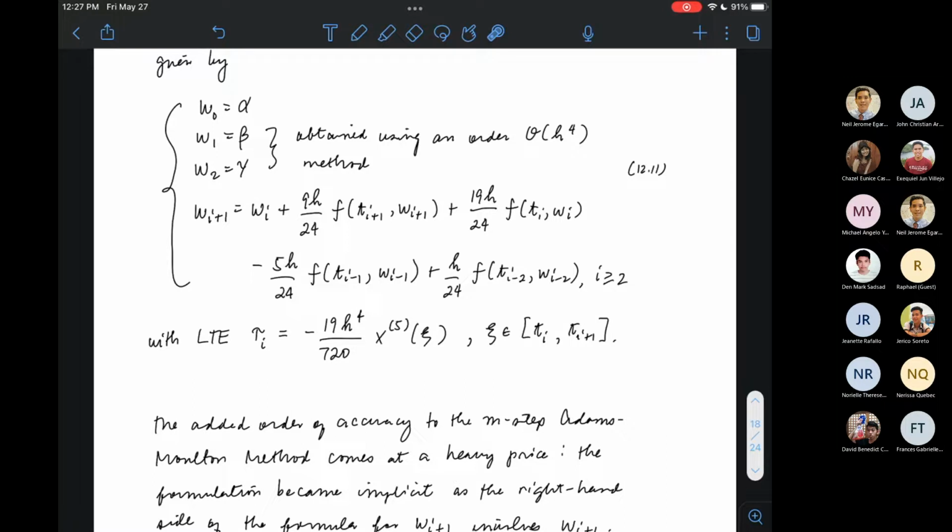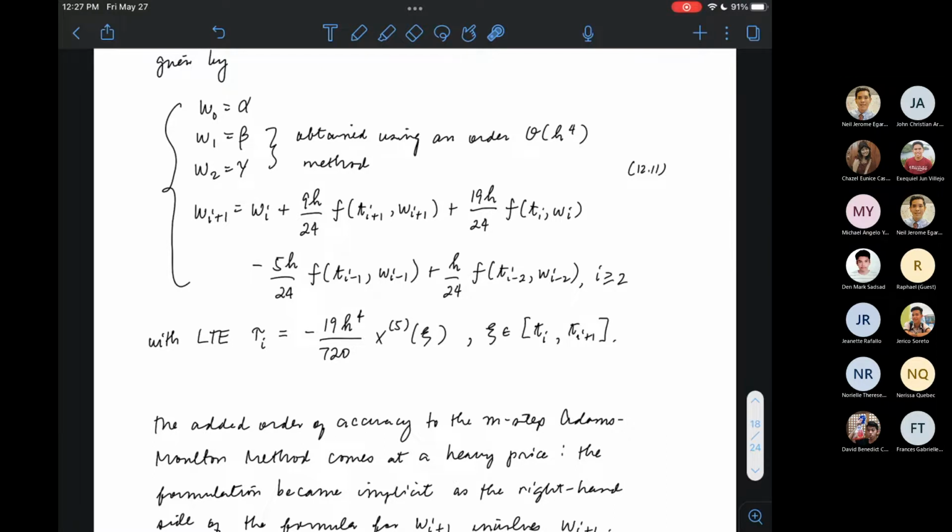Now, this disadvantage ng Adams Moulton actually is addressed by introducing some predictor corrector methods. Na hindi ko na siya sinama sa module 12, probably you can explore it in your projects. Mag-discuss at mag-run ng ilang examples para sa isang predictor corrector method.